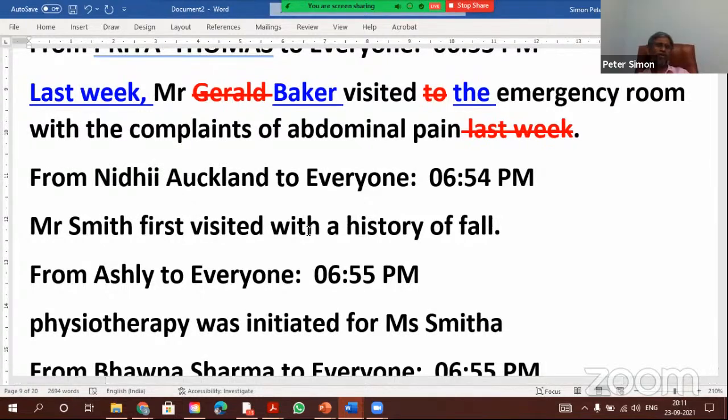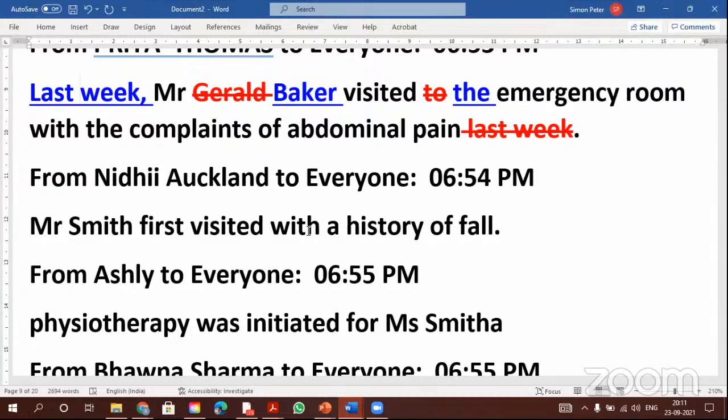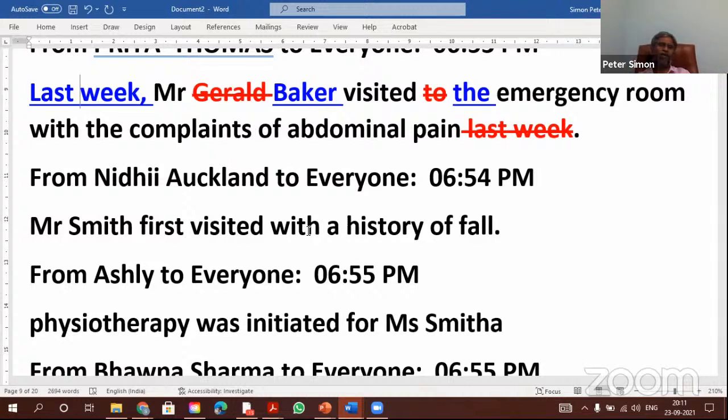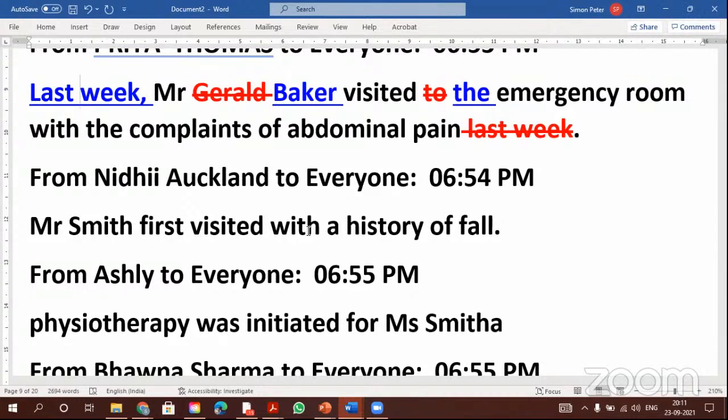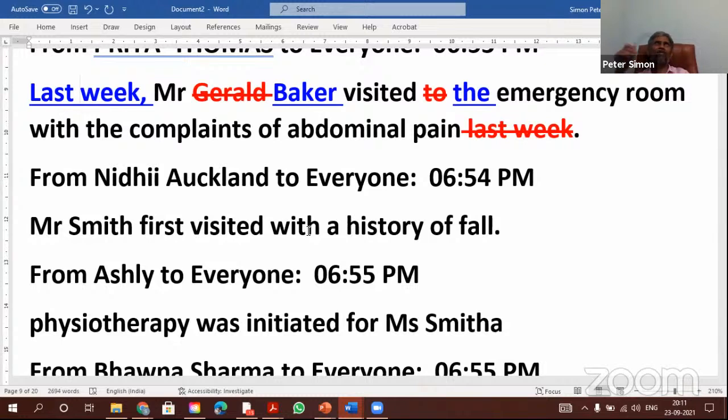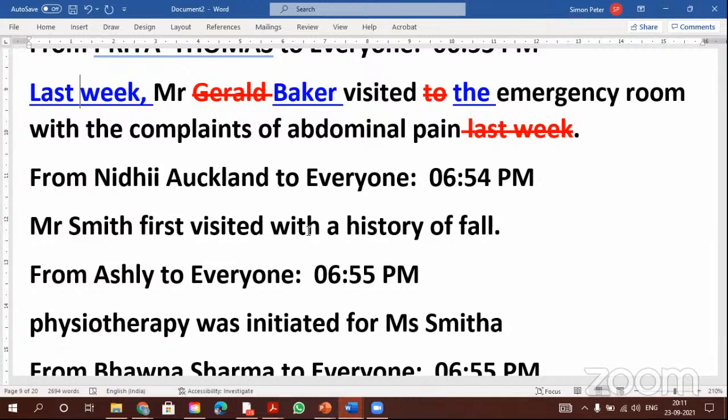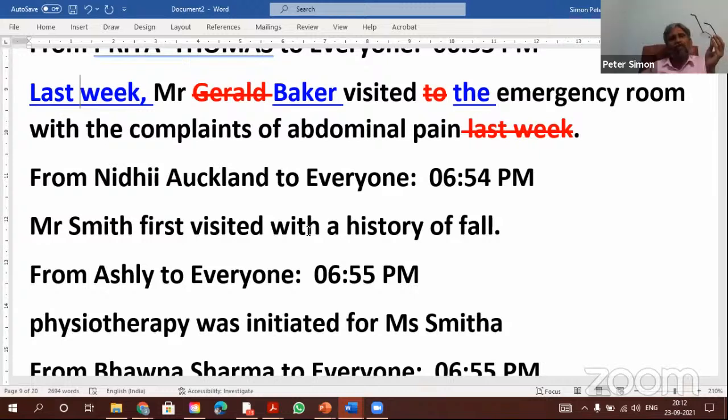Nidhi, Mr. Smith first visited with a history of fall. If it is a history of fall, he need not tell. You can say first visited following a fall. Initially, Mr. Smith initially visited with a history of a fall, not with a history of a fall. Following a fall, you can say. The history of a fall will not come. Right, Mr. Smith first visited. With the complaint of something, that you can say. History means past, and that is not suitable here.